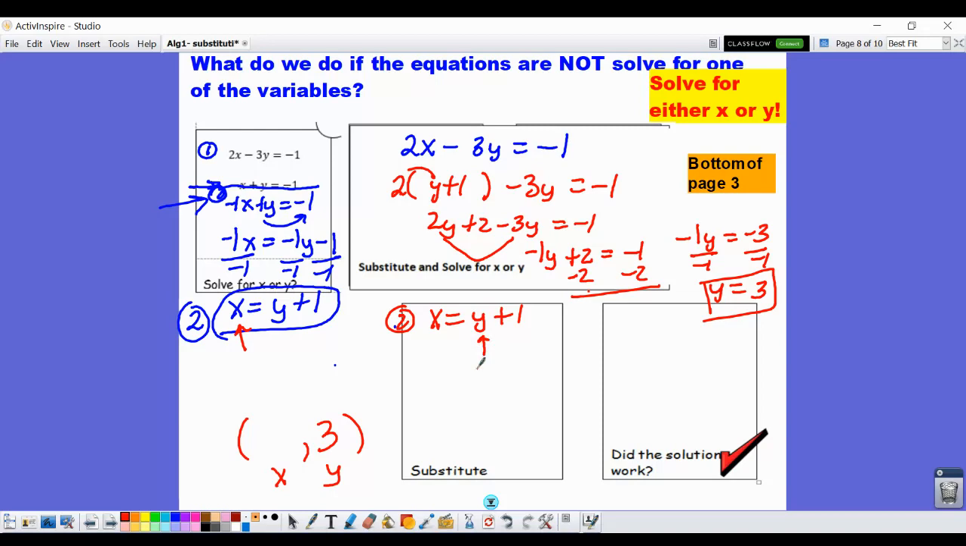So my 3 is going to go here because it's my y. And 3 plus 1 is 4. So my ordered pair is 4, 3.